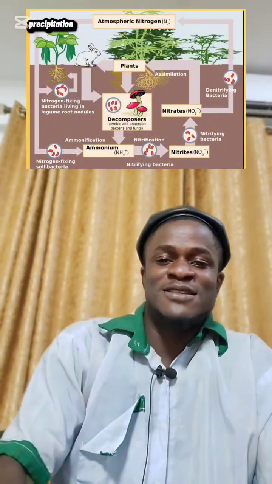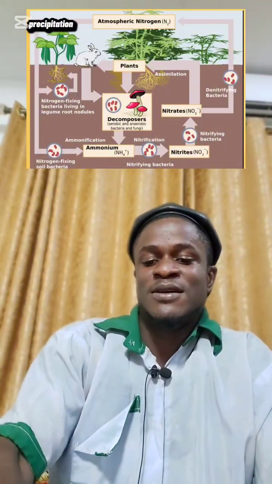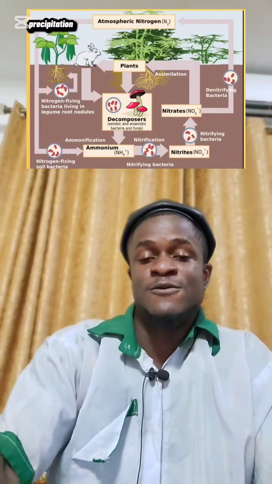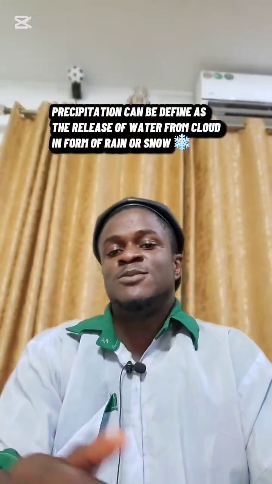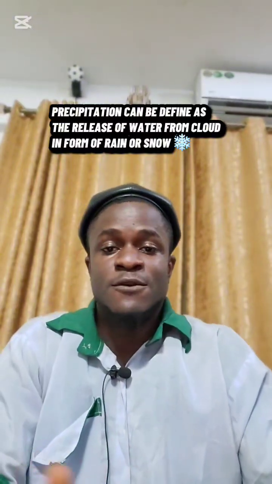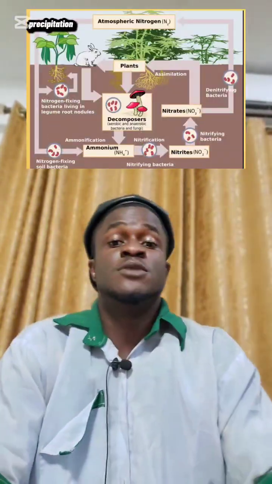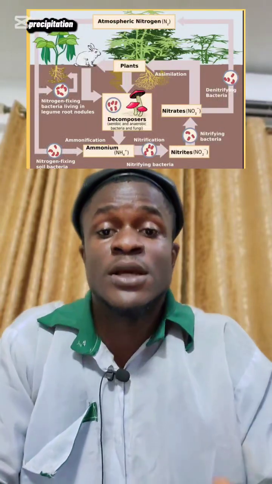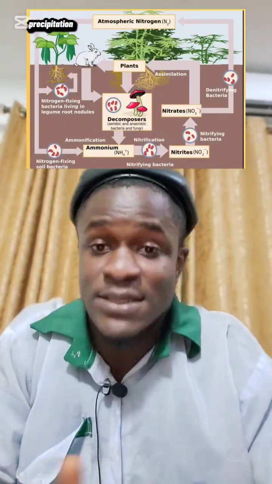At the first part of the diagram, we will see a place called precipitation. First of all, what is precipitation? Precipitation can be defined as the release of water from clouds in the form of rain or snow, which means that nitrogen can be released to the atmosphere in the form of what? Rain or snow. That is just it.